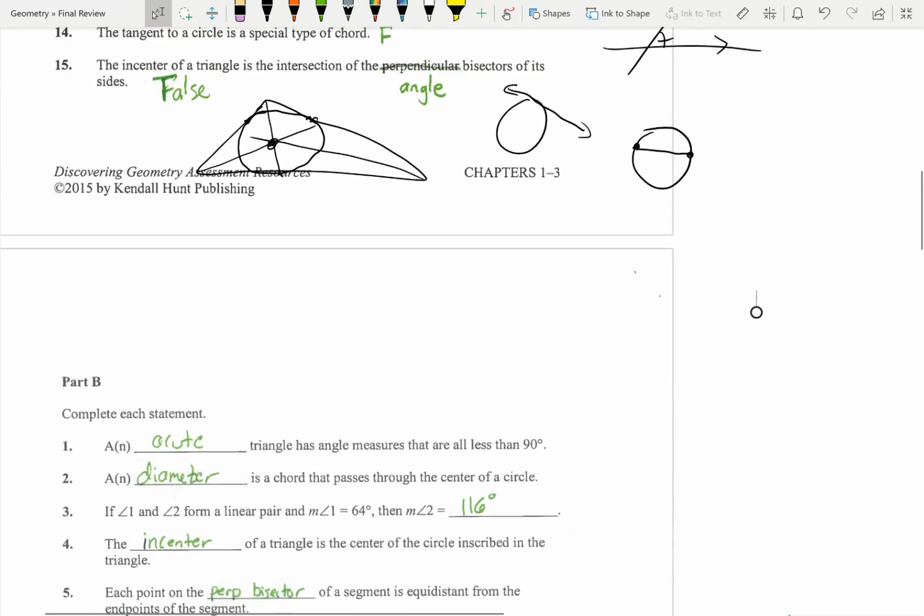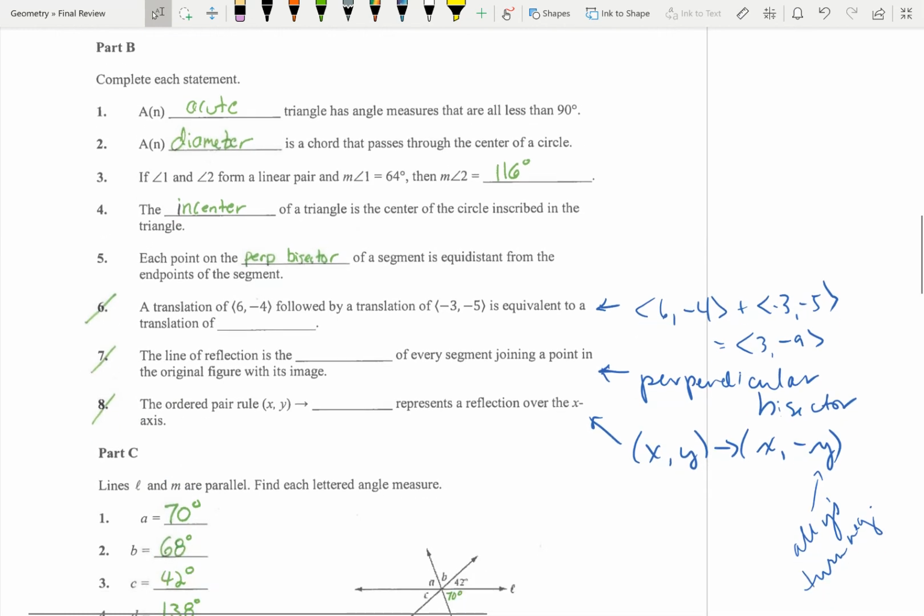The incenter of a triangle is the center of a circle inscribed in the triangle. That's just what you saw up here, where you have a circle inscribed in a triangle so that it hits all three sides of the triangle. The center is called the incenter.